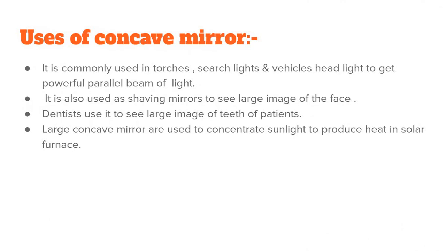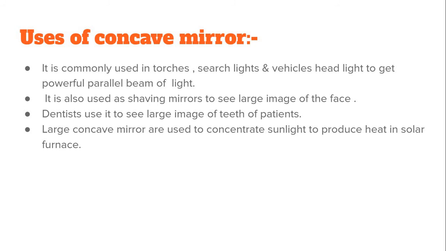So first we'll learn about the uses of concave mirror. It is commonly used in torches, searchlights, and vehicle headlights to get a powerful parallel beam of light. This is because when a lighted bulb is placed at the focus of a concave reflector, the reflector produces a powerful beam of parallel light rays. This helps us to see things around to a considerable distance in the darkness of night.